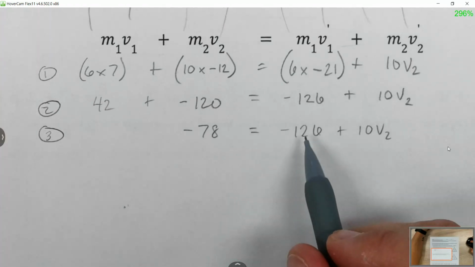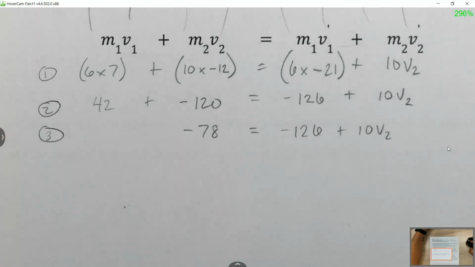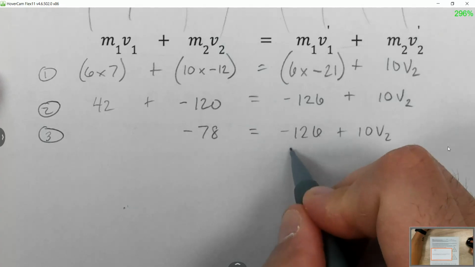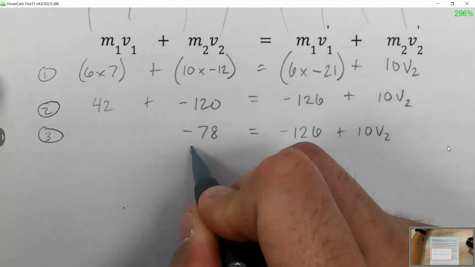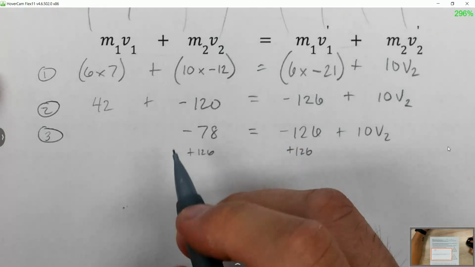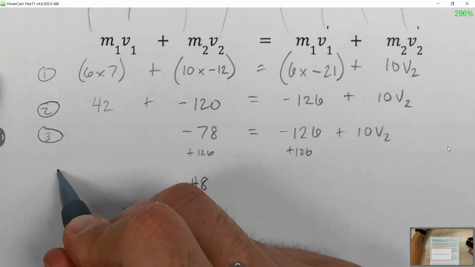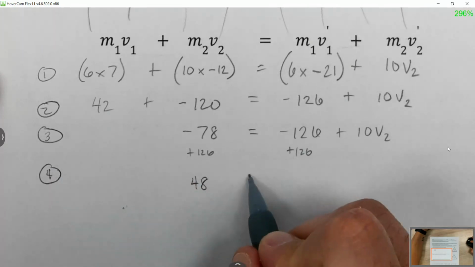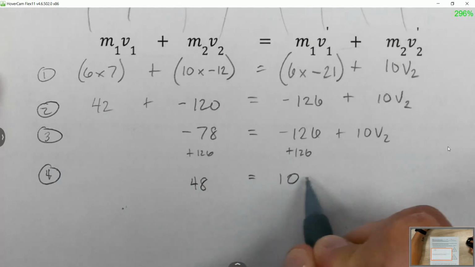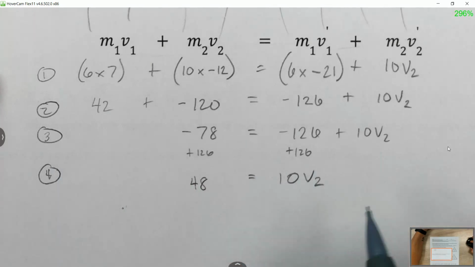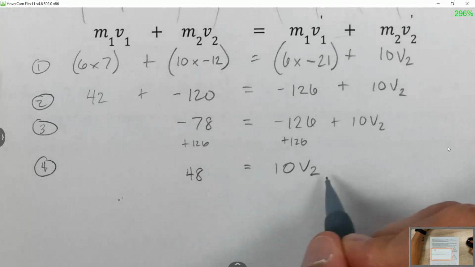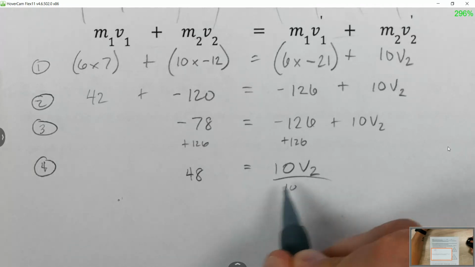So how do we get rid of a negative from one side to the other? Yep, add it. So we're going to add this 126 to both sides. And this is going to kick us out with a 48 is equal to 10 V2. You cannot subtract the 10. It is multiplied by the V2. So you have to divide both sides by 10.